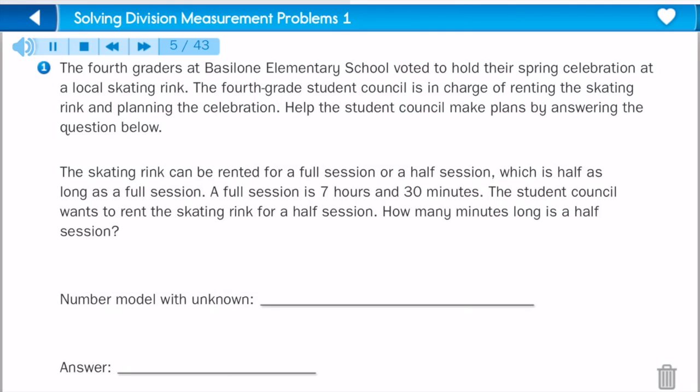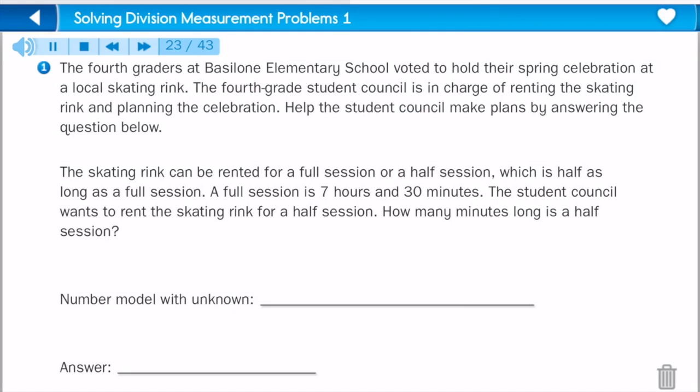The fourth graders at Basilone Elementary School voted to hold their spring celebration at a local skating rink. The fourth grade student council is in charge of renting the skating rink and planning the celebration. Help the student council make plans by answering the question below.